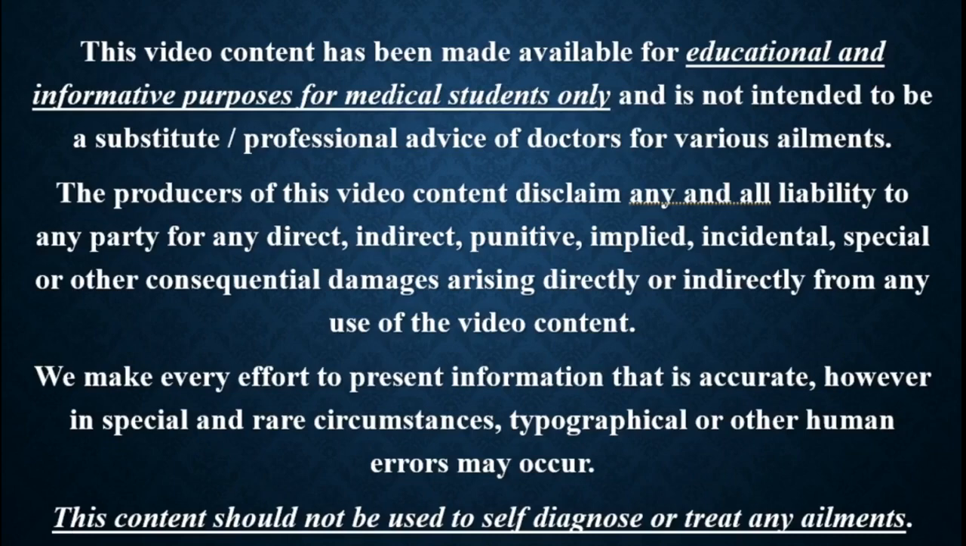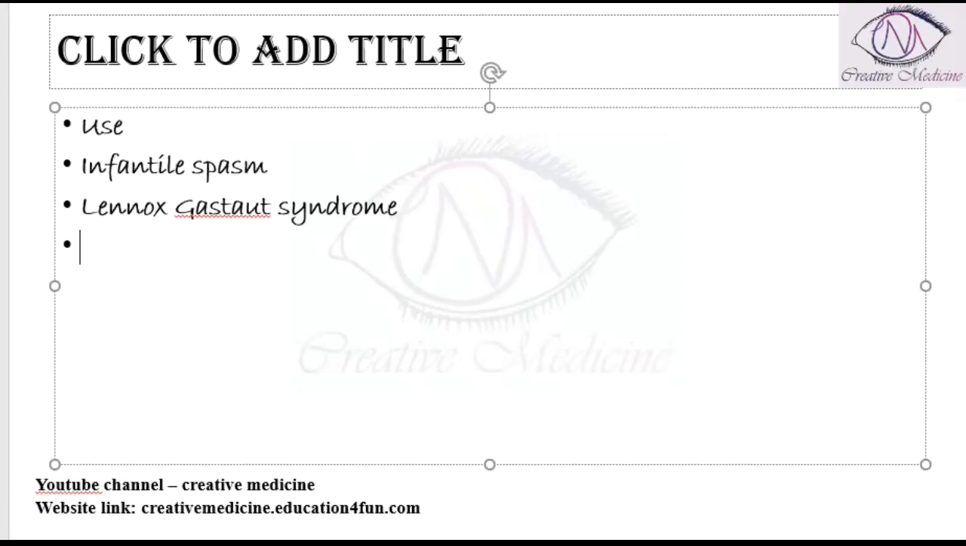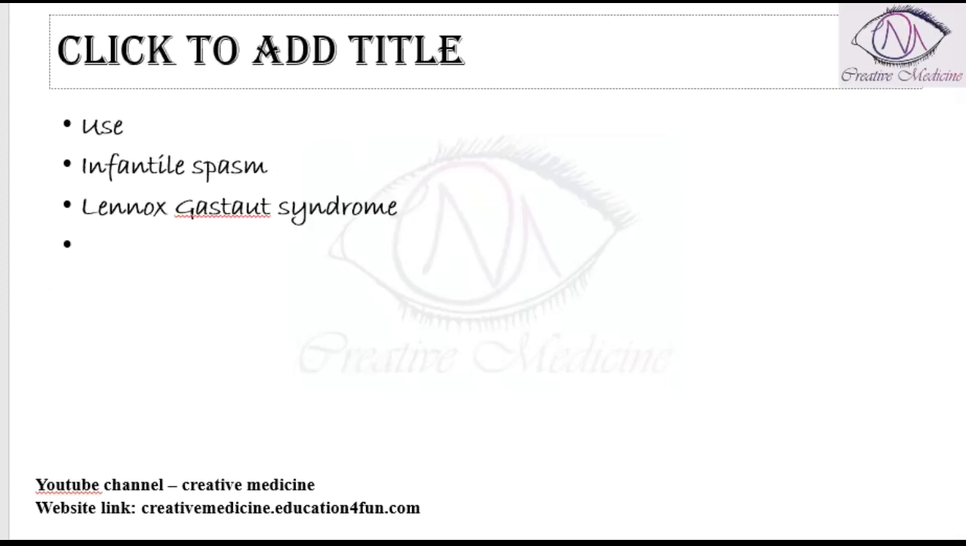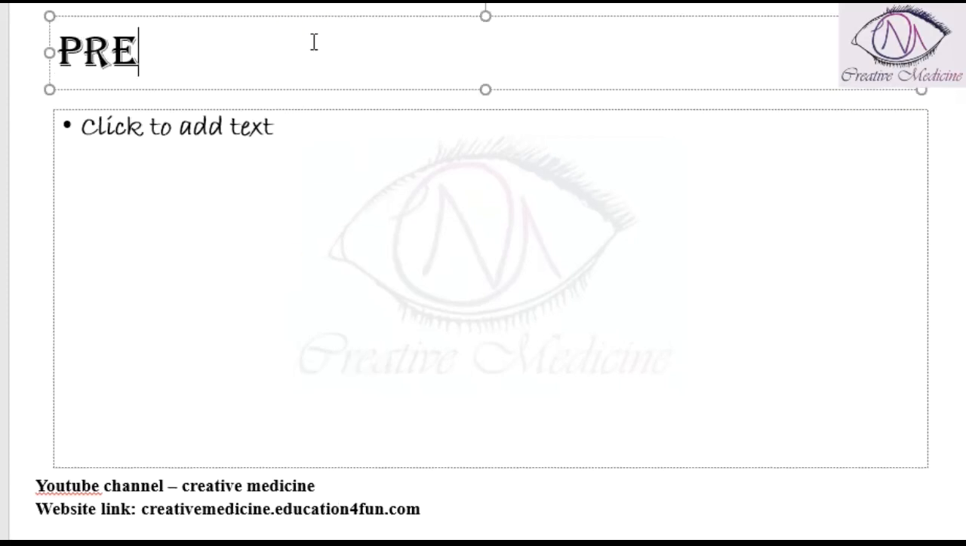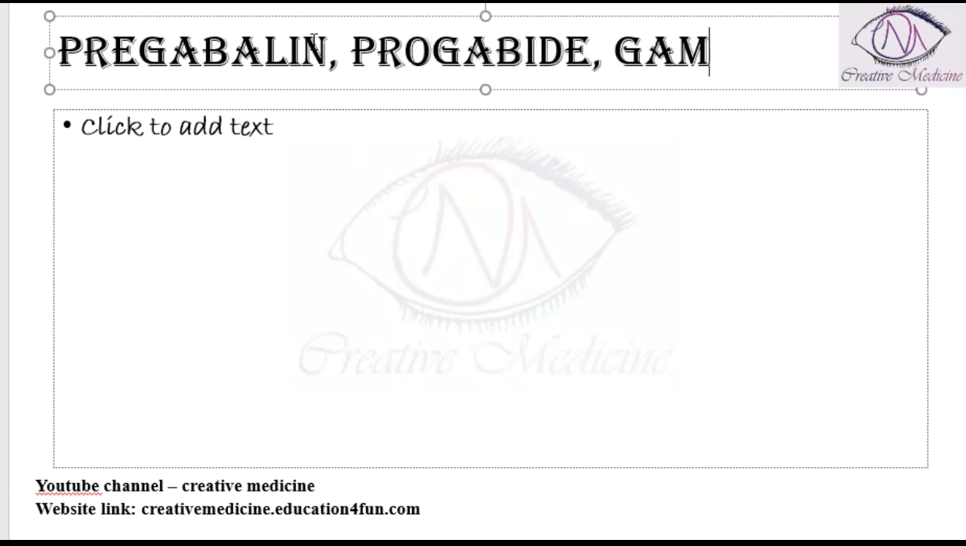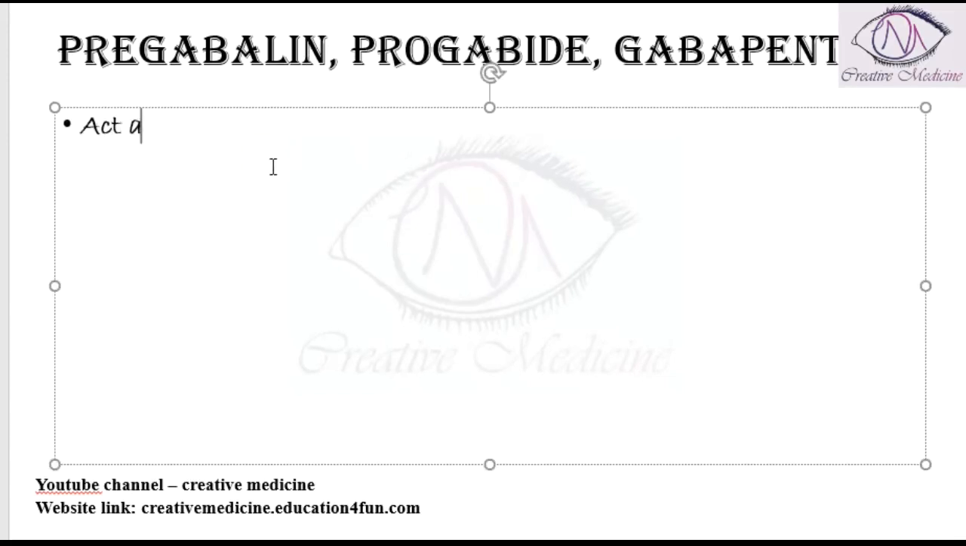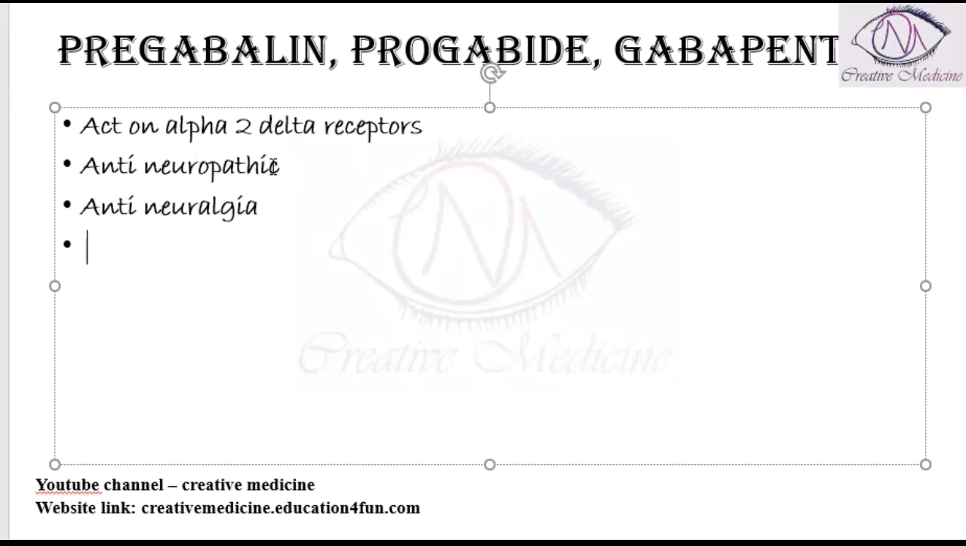In this lecture, we will learn about Pregabalin. Pregabalin, Progabide, and also Gabapentin all have similar actions. They act on alpha 2 delta receptors. These drugs are actually anti-neuropathic drugs. They have an anti-neuralgia effect. There are no drug interactions seen between them.